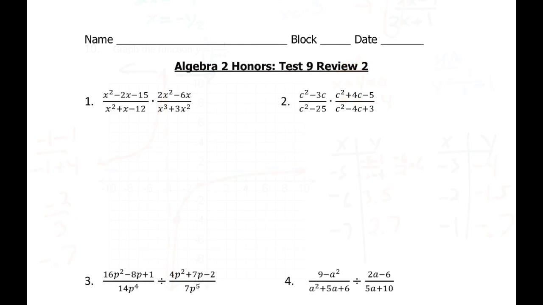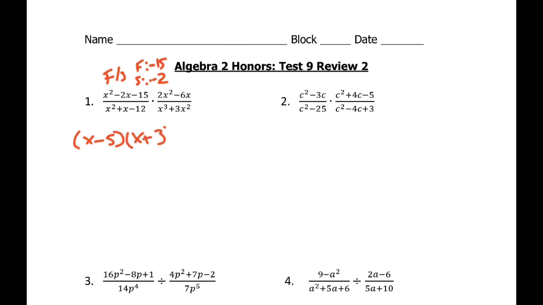All right, guys, so basically what we're going to do is we're going to factor each of these. The top left is factor sum. So we're looking for two numbers that are factors of negative 15 that have a sum of negative 2. That would be a negative 5 and a positive 3. The bottom left is again a factor sum, factors of negative 12 that have a sum of positive 1. Those two numbers would be a positive 4 and a negative 3.